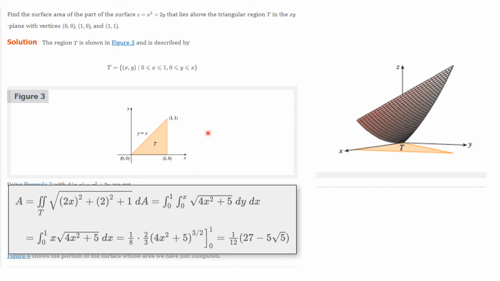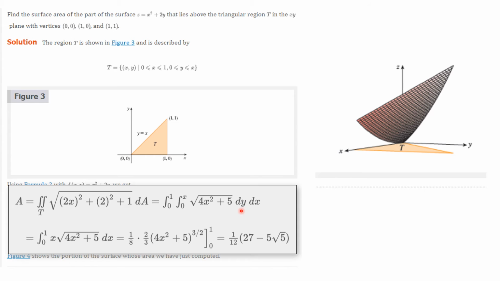We have to draw a picture of this. So this is the picture that we have, and we're going to integrate dy first. That means we fix x. So we draw this. So the y variable goes from 0 up to x. So using the definition, then A is equal to the integral over this domain D, which really was just this triangle here. The partial with respect to x is 2x. The partial with respect to y is 2. And I add 1, I do the arithmetic, and I get this.